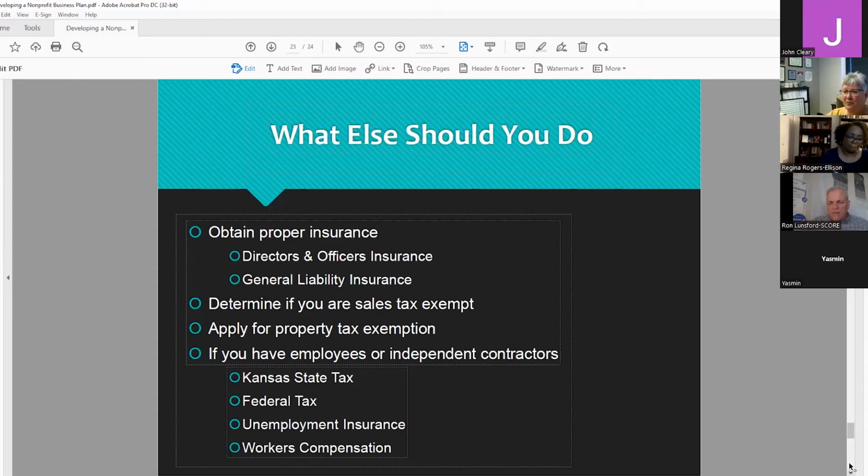Certainly, if you have property that the nonprofit owns at some point in time, then you should apply for a property tax exemption. And then once you get employees or even independent contractors, you really need to make sure that you're looking at signing up for the Kansas state employment tax, the federal employment tax, unemployment insurance, and workers' comp.